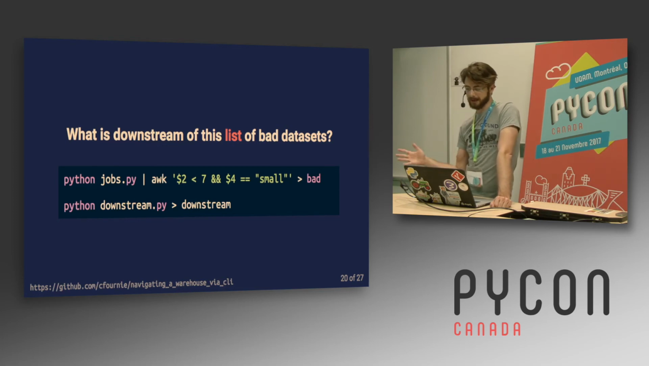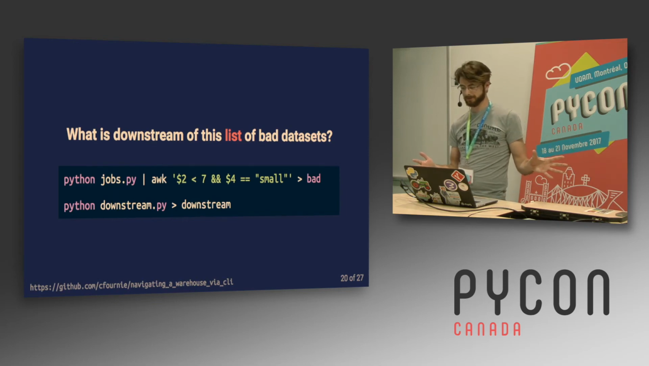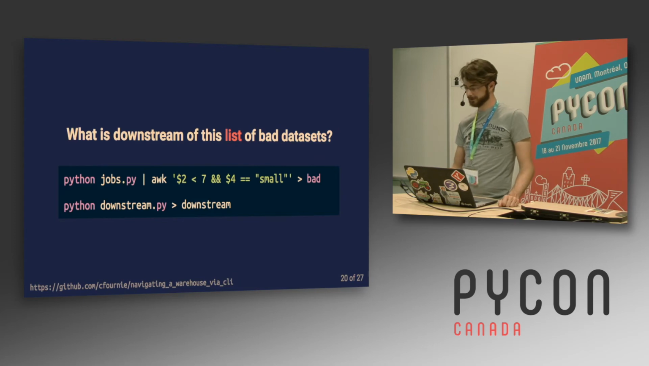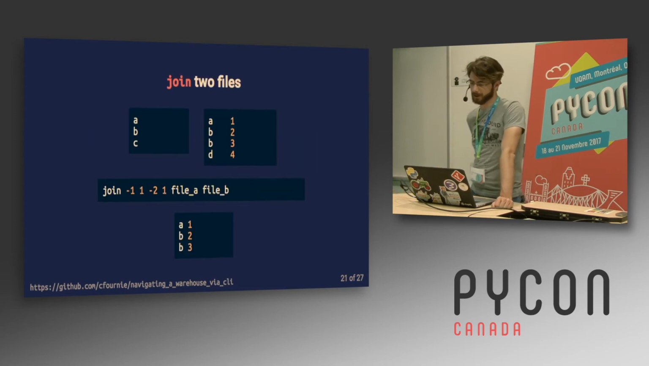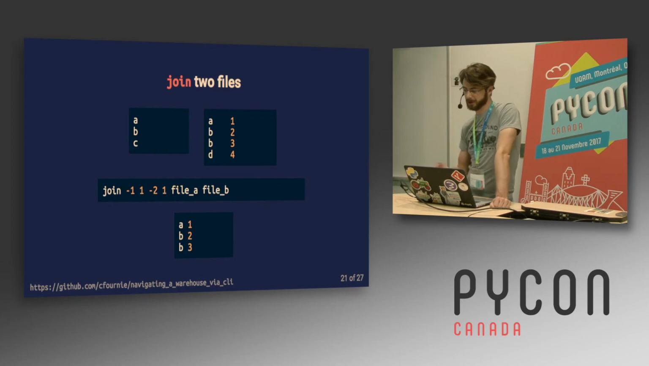We need to join this bad dataset list against the list of downstream datasets that I showed you earlier. Is there a Unix tool that can do that for us? Yes, there is. We can use the join command to perform an equality join between two files. It's an incredibly simple tool.